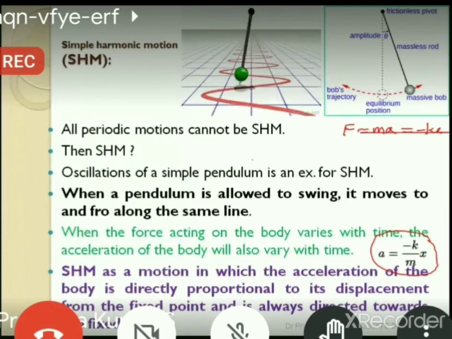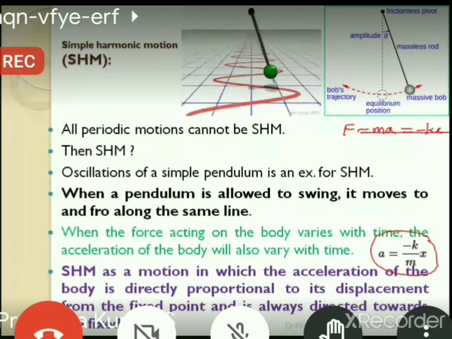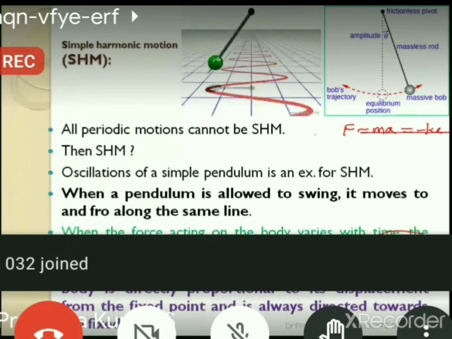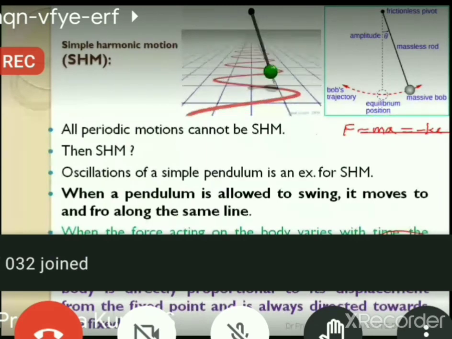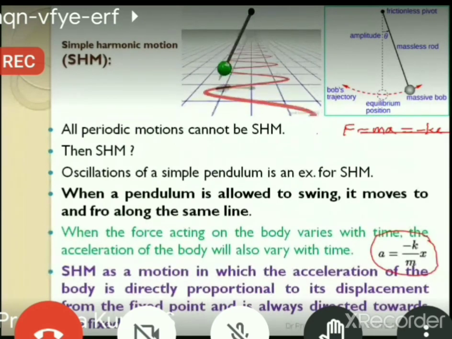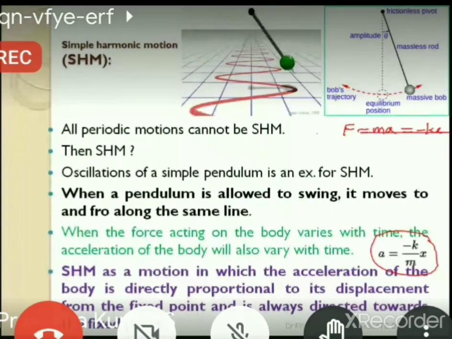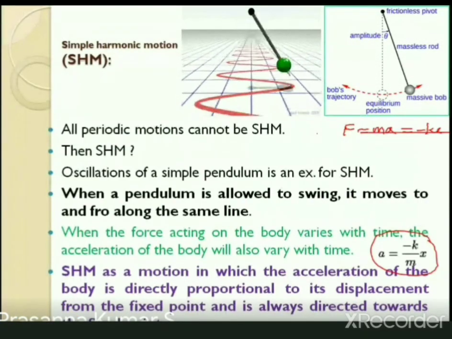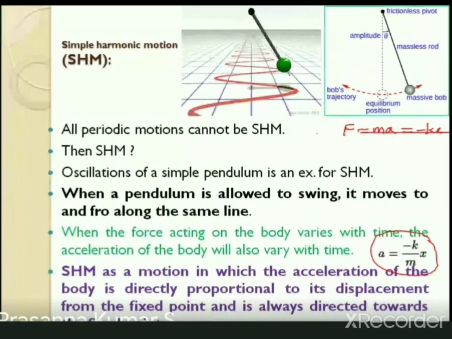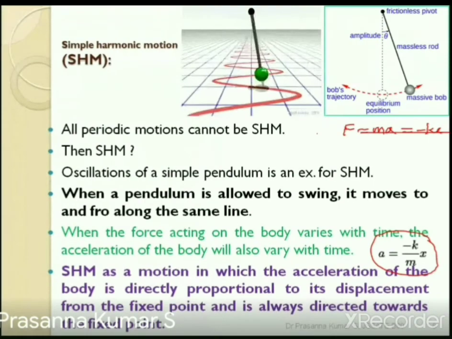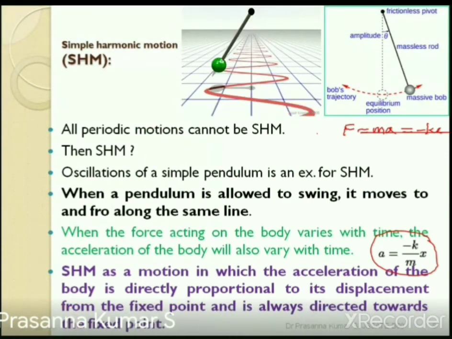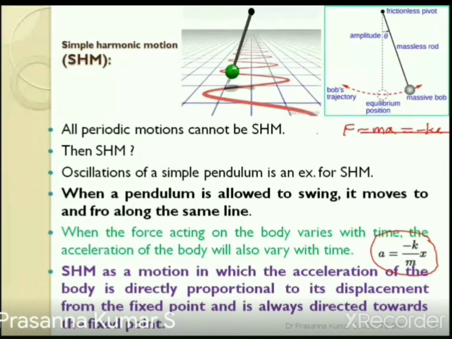If you look at this, it is periodic, and it also has to satisfy acceleration proportional to displacement. We may not expect acceleration proportional to displacement in any other periodic motion. So all simple harmonic motions are periodic as well as oscillatory. Remember, simple harmonic motions are periodic as well as oscillatory in nature.